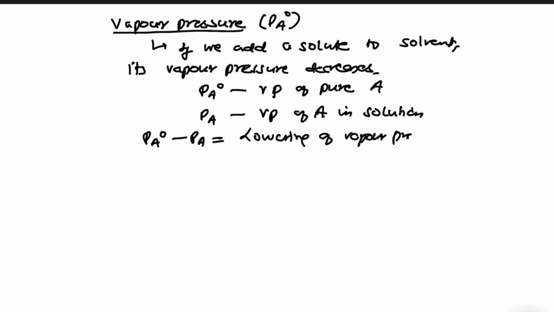That is why, due to the lowering in vapor pressure only, we have to heat a liquid more so that the vapor pressure will become equal to the atmospheric pressure. Because we know a liquid boils only when the vapor pressure becomes equal to the atmospheric pressure. When we add solute to any solvent, vapor pressure decreases. Now to go back to the original vapor pressure, we have to heat the liquid.